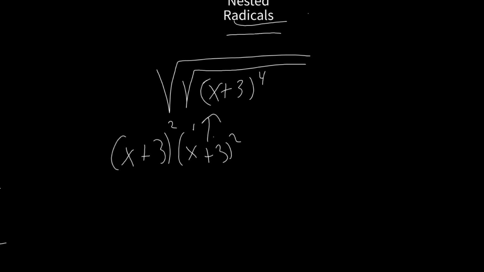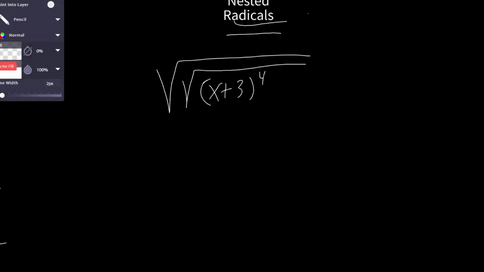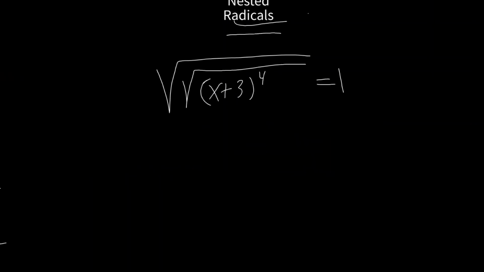We can think of it as adding the exponents, right? See my exponent property video if you don't know that. And you get x plus 3 to the 4th power. So what number, when we square it, would give us x plus 3 to the 4th power? That's just going to be x plus 3 squared, right? And now we have this nice other expression. What number squared gives us x plus 3? That's just x plus 3.